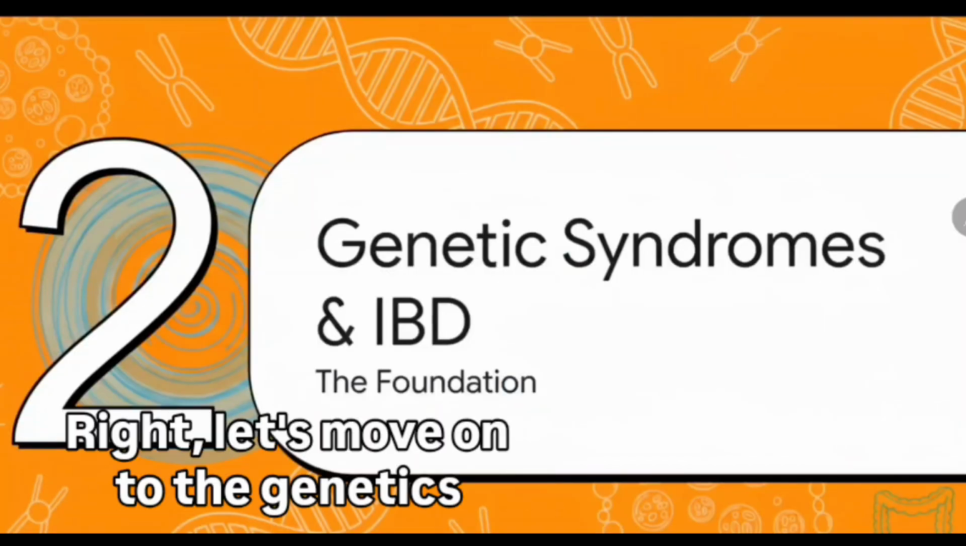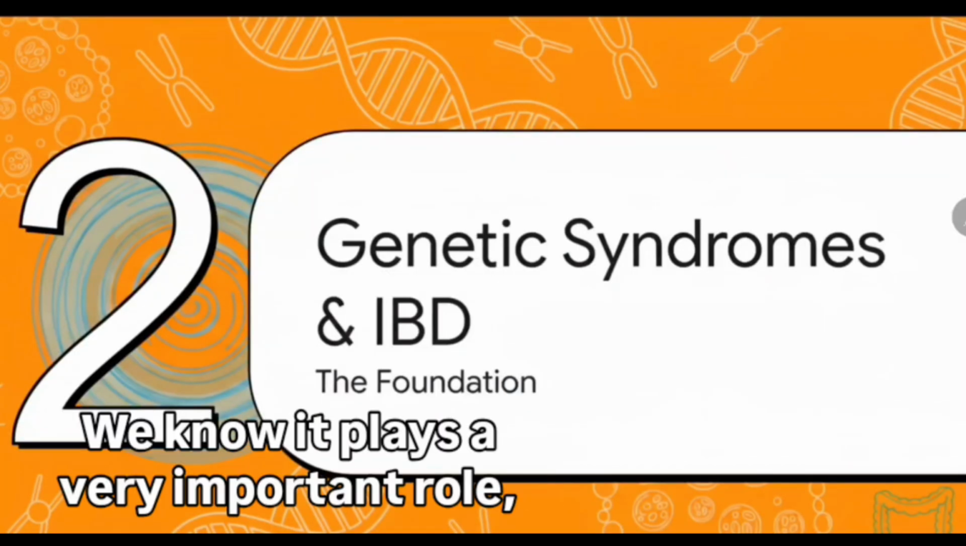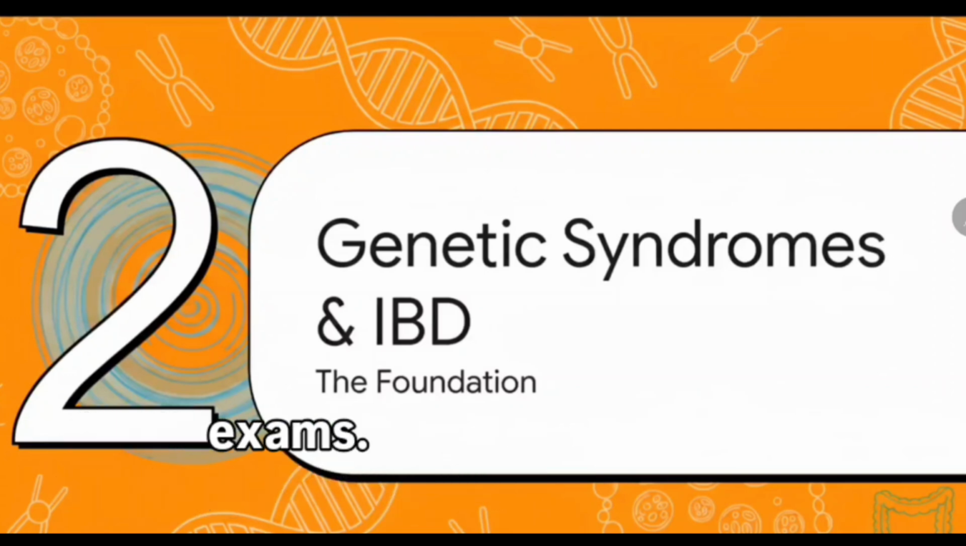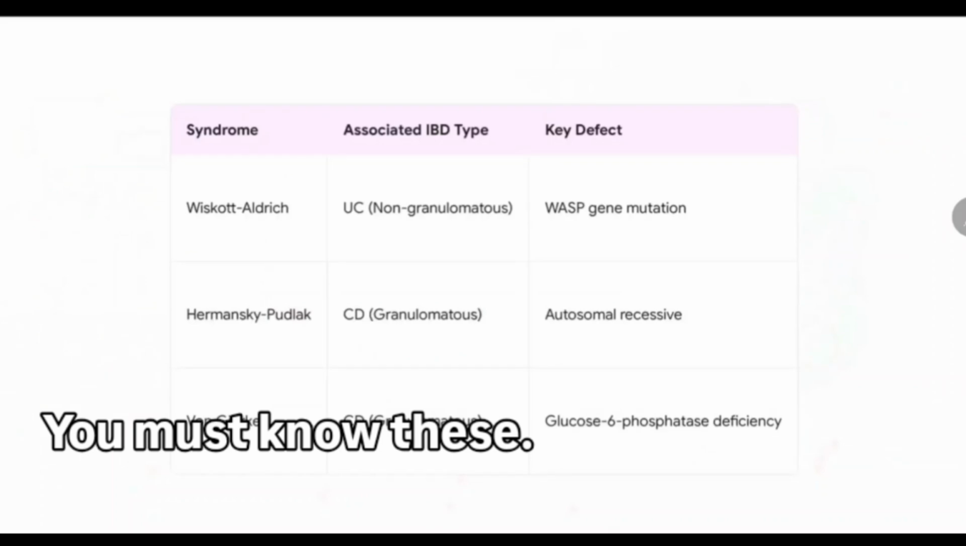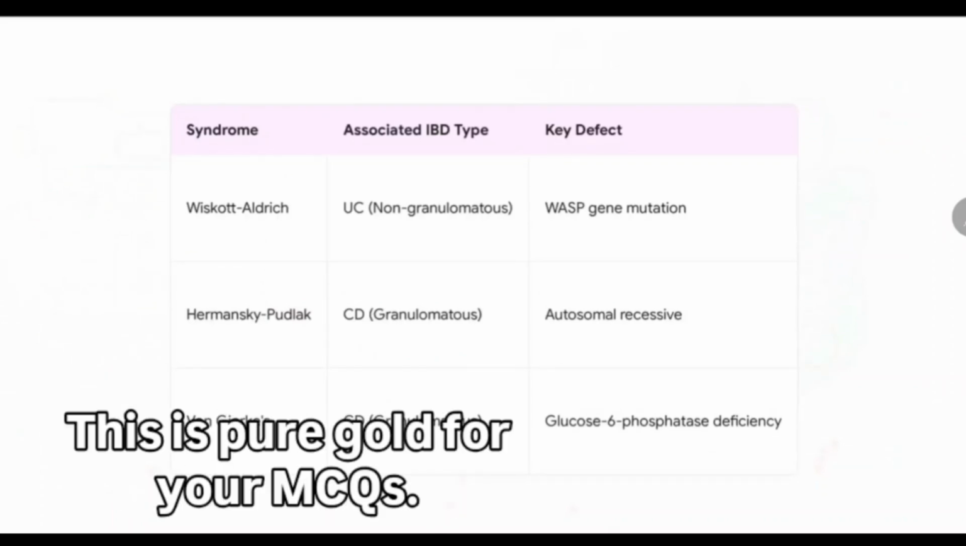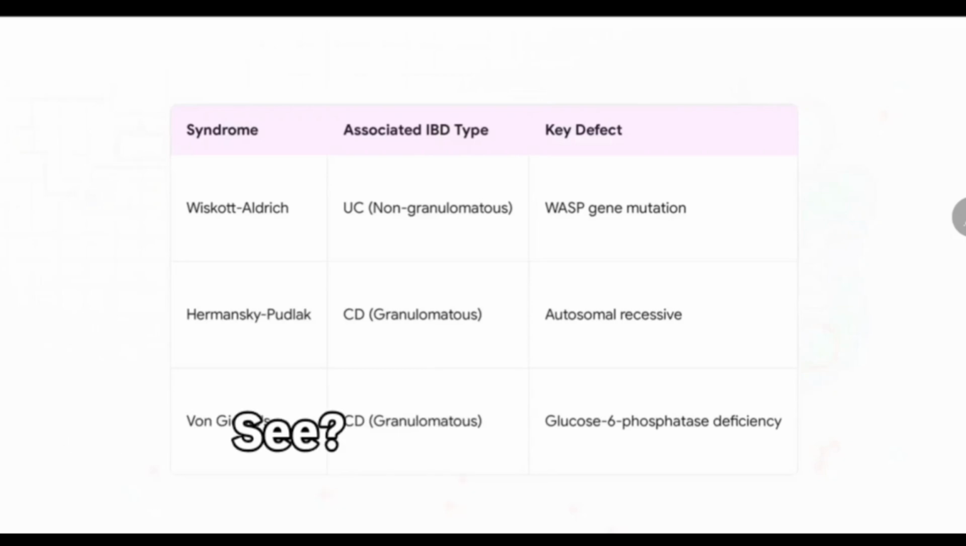Right, let's move on to the genetics part. We know it plays a very important role, and there are some specific syndromes that are extremely high yield for your exams. You must know these. Now look at this table very carefully. This is pure gold for your MCQs. I want you to notice the pattern here, see?